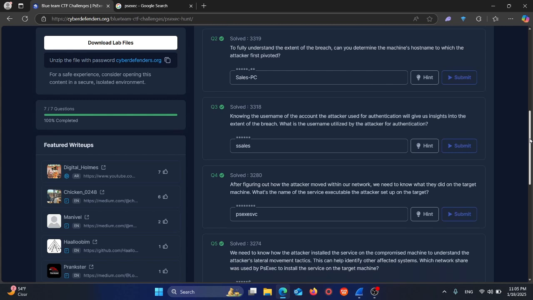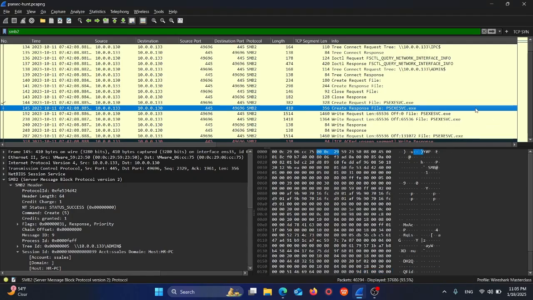We need to know how the attacker installed the service on the compromised machine to understand the attacker's lateral movement tactics. This can help identify an affected system. Which network share was used by PSExec to install the service on the target machine? All right. So normally to install services, you need, you know, some kind of admin access, right?